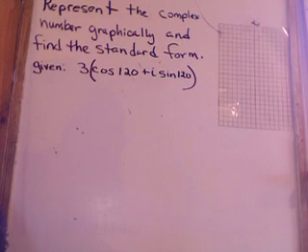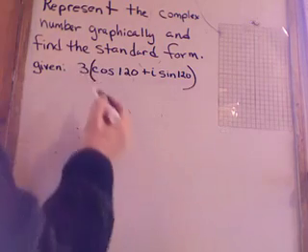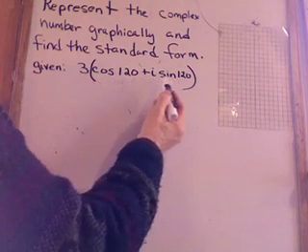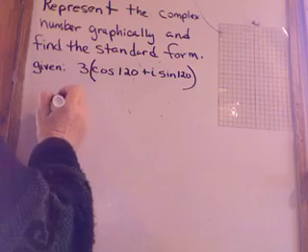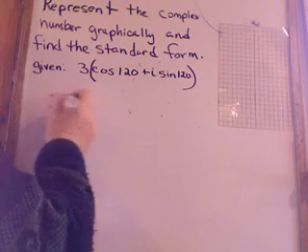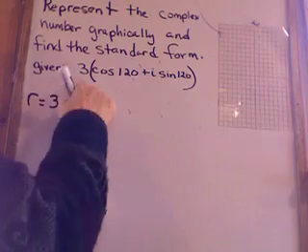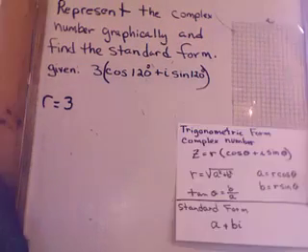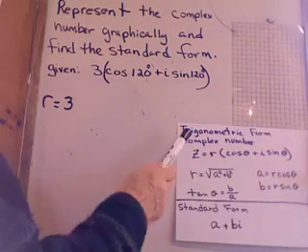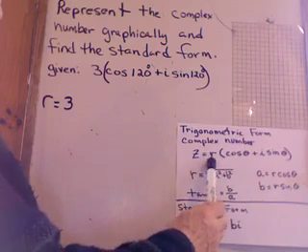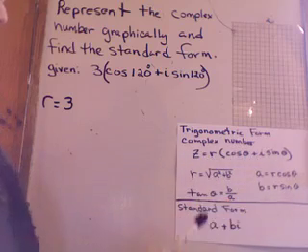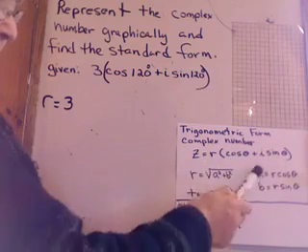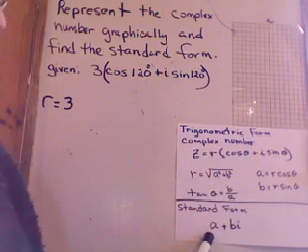Alright, so here we have to represent the complex number graphically and find the standard form of the complex number. So here's the complex number that we're given, 3 cosine 120 plus i sine 120. And 3 is equal to the r if you compare that to the standard or the general form of the equation. Alright, so for reference here I have an example of trigonometric form of the complex number, r cosine theta plus i sine theta, and little formulas for all the different parts, and the standard form a plus bi.